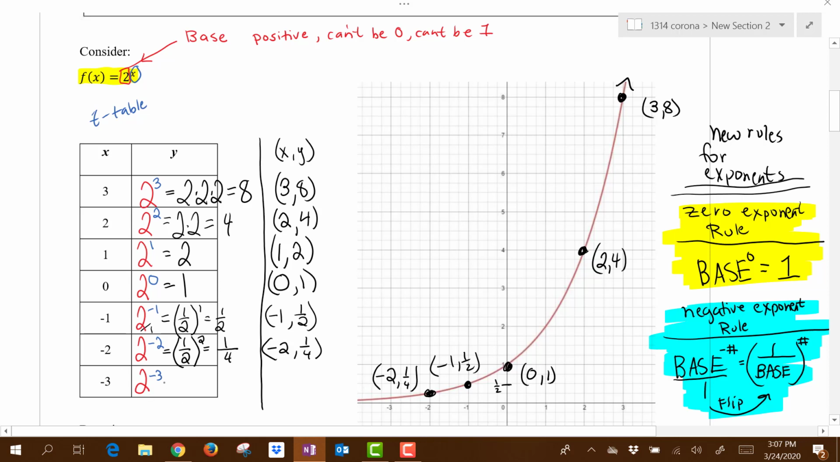2 to the -3 power. I'm going to flip the base. My base is 2, but I'm going to write the reciprocal of the base because I have a negative exponent. The exponent now becomes positive. Cube the top, so 1 times 1 times 1 is 1. Cube the bottom. 2 times 2 times 2 is 8. So 2 cubed is 8. So our ordered pair that we're going to plot is -3, comma 1/8, which is about right there.